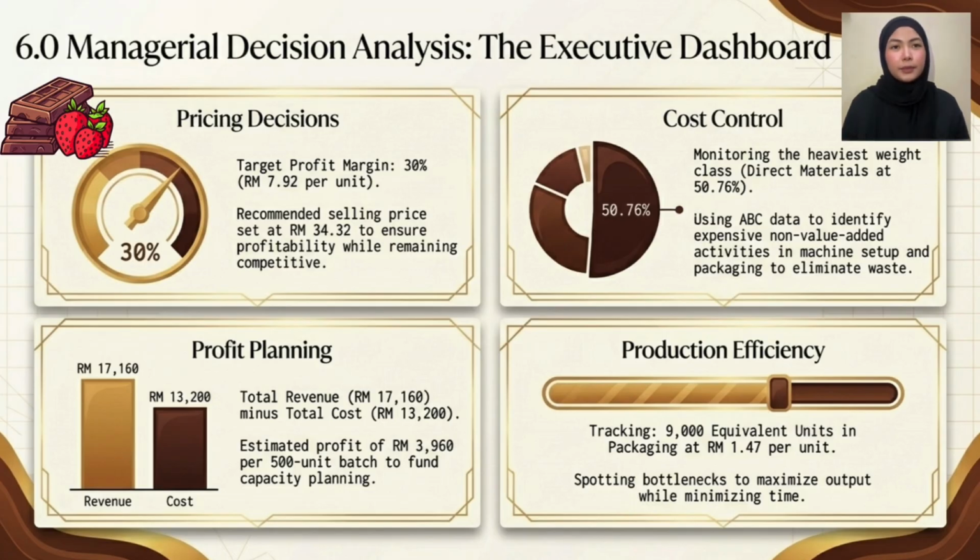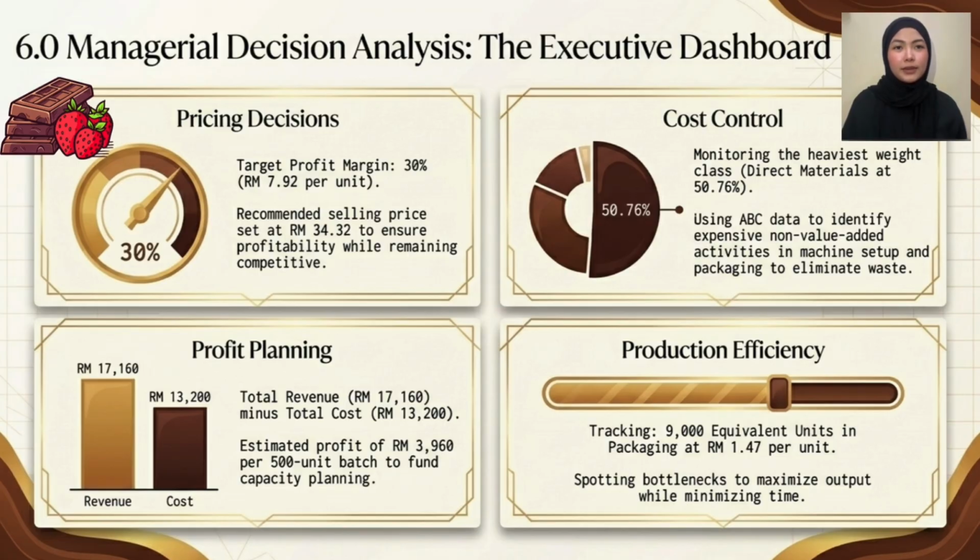Cost control. Because direct material represent the heaviest weight class at 50.76% of our cost, they are our primary target for monitoring. We are utilizing activity-based costing ABC data to pinpoint and eliminate non-value-added activities, especially within machine setup and packaging phases.